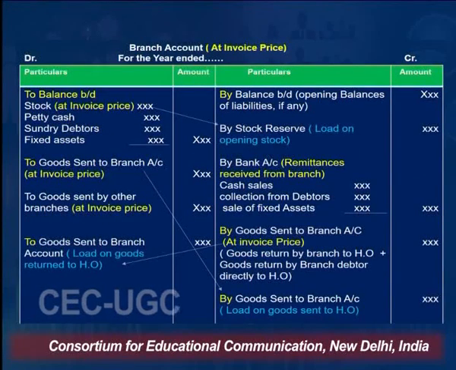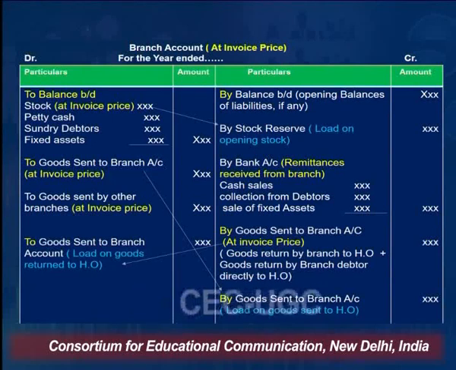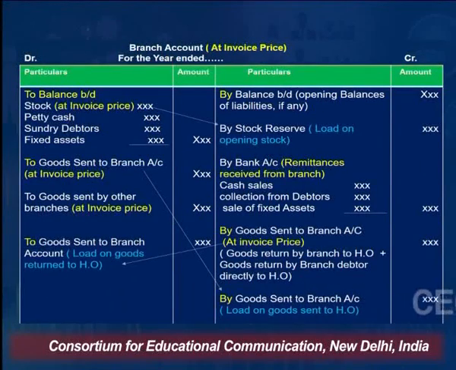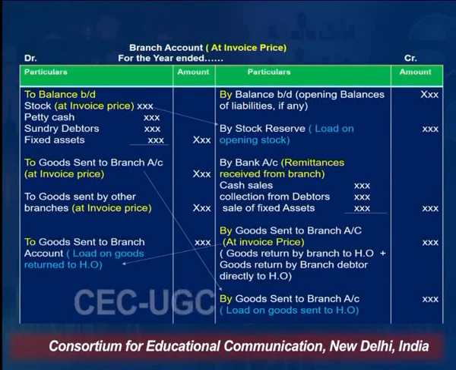When the branch account is prepared at invoice price, it means this is cost plus profit. So in four items, that means these are the four items, this loading is involved. That is in the opening stock, goods sent to the branch, goods returned by the branch, and closing stock. These are the four items which are shown here at invoice price, and in these four items loading has to be eliminated.